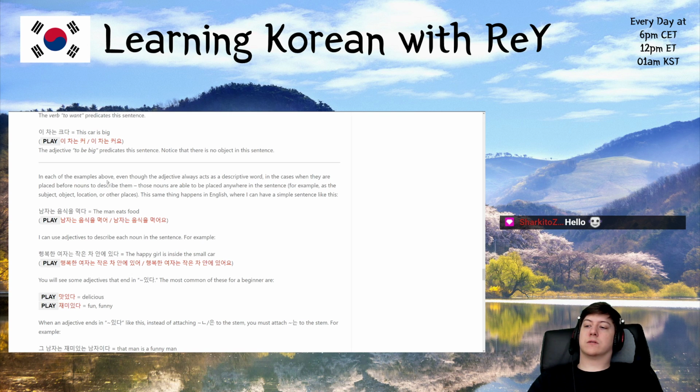In each of the examples above, the adjective always acts as a descriptive word. Using both here, but different meaning, in cases where they are placed before nouns to describe them. The nouns are able to be placed anywhere in the sentence, for example, as a subject, object, location, other places.